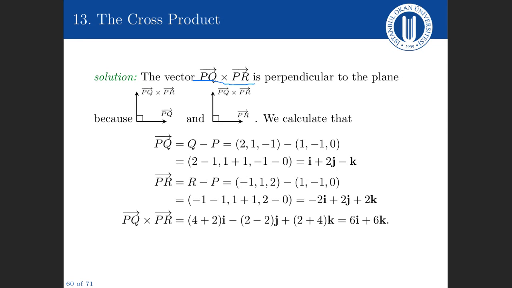The vector PQ cross PR is perpendicular to the plane because this vector is perpendicular to PQ and this vector is perpendicular to PR. So what we do is we calculate PQ is i plus 2j minus k. Calculate PR is minus 2i plus 2j plus 2k. And then we use the cross product formula to calculate PQ cross PR is 6i plus 6k. And this is the answer. Vector 6i plus 6k is perpendicular to the plane.